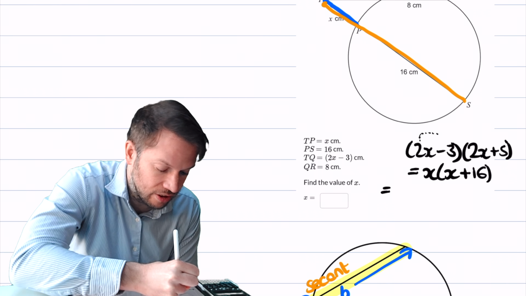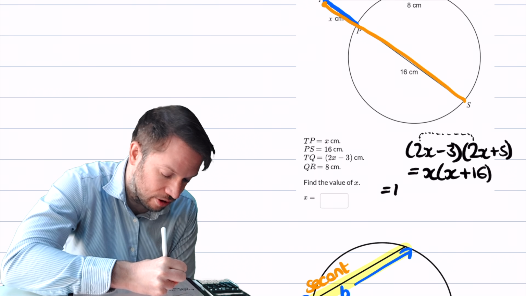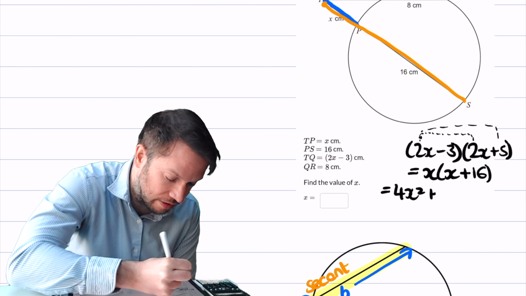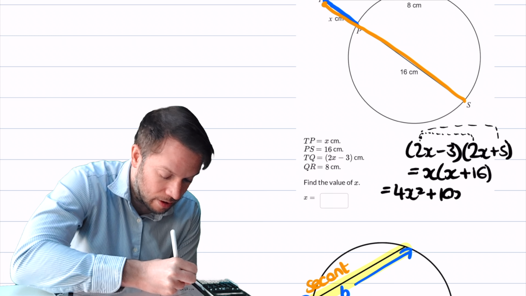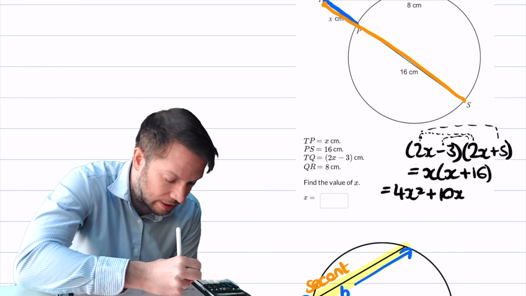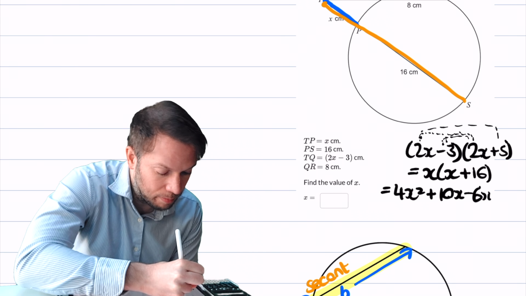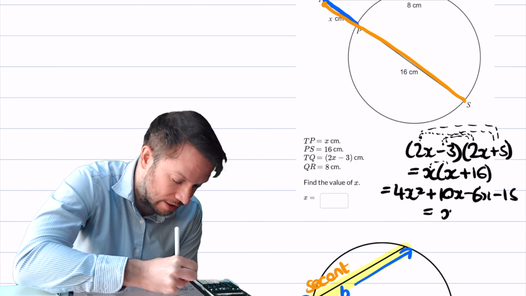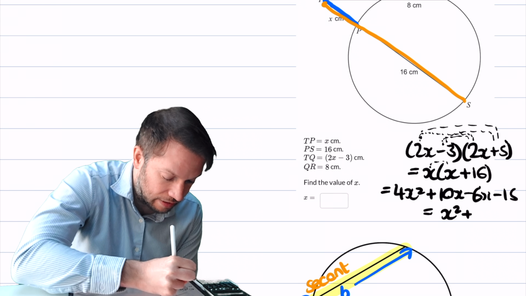Each thing in the first bracket times each thing in the second. So 2x times 2x is 4x squared. 2x times 5 is plus 10x. We've also got minus 6x, and we've also got minus 15. And that is equal to x times x, which is x squared, plus x times 16, which is 16x.